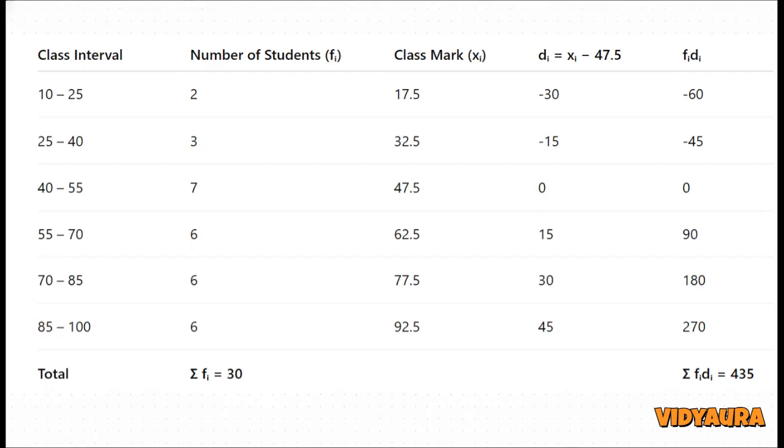Okay, the next step should feel familiar. We need to find a product. But this time, we multiply our frequency fi by our new deviation column, di. And look at how much easier these multiplications are. We're dealing with numbers like negative 30 and negative 15 instead of 17.5 and 32.5. Once we do that for every row, we just add up that whole column to get sigma fi di.